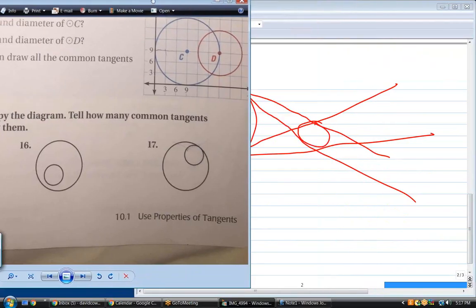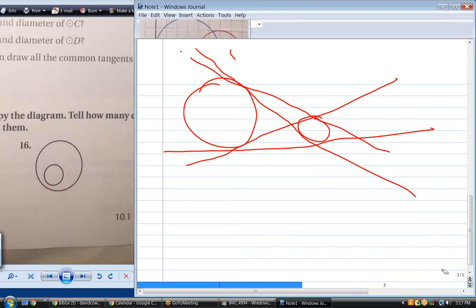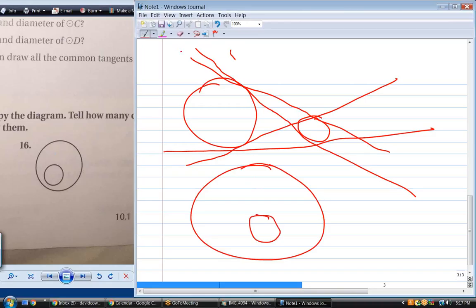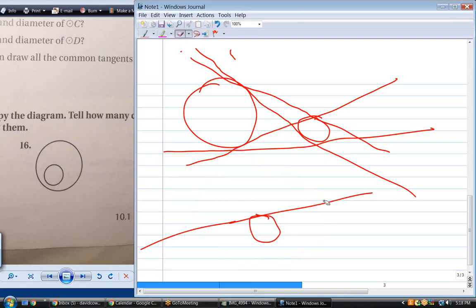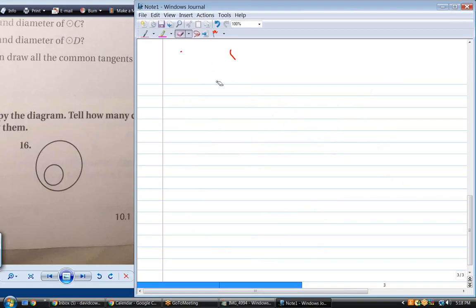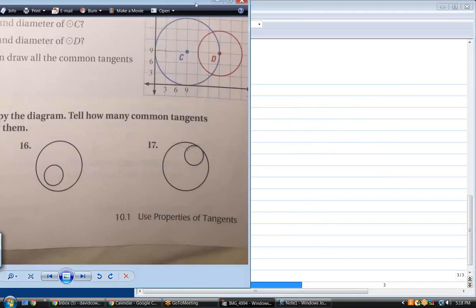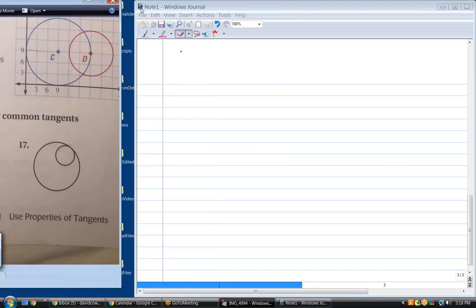About 16. 16 is none. Correct. Any point of tangency to the small circle would necessarily intersect the larger circle in two different spots. No matter where I draw that tangency, it's going to intersect the big circle in two spots. It's impossible to draw it where it intersects precisely in one spot. And 17. It should be 1. Correct. Only 1.